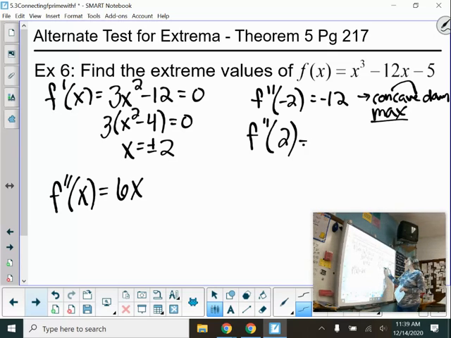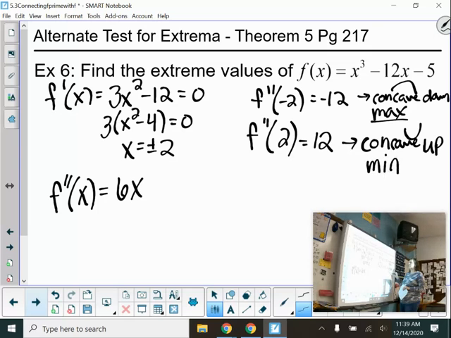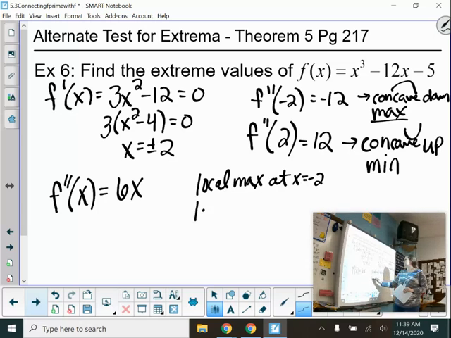If I plug in +2, I'm going to get +12. So that's positive. That means my graph was concave up here. And if you have something that's concave up, that is going to be a minimum. So we have a local max at x equals -2 and a local min at x equals +2. And if you want to actually find the whole point for the local max or local min, you would plug those values back into the original function.